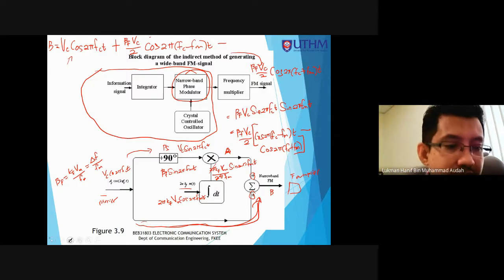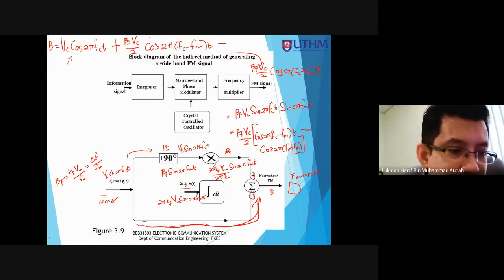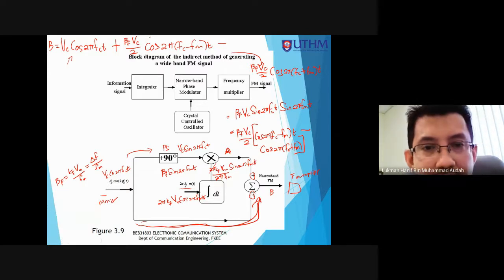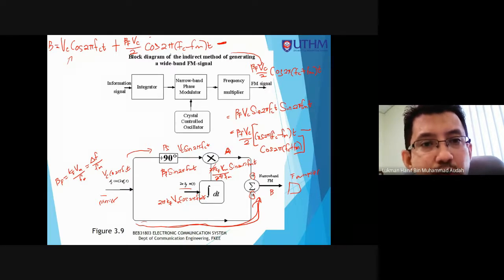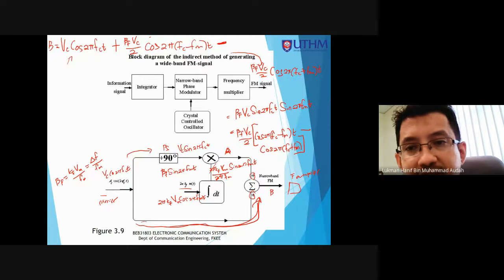Kalau kita lukis dia punya spectrum, what happen if we draw the spectrum? Ni saya padam sikit. Nampak kelas tadi dia persamaan atas ini bersambung. So this is ni persamaan atas tadi ni bersambung. So maknanya BC cos 2 pi FCT plus beta F BC over 2 cos 2 pi FC minus FMT. So this is the lower sideband minus. Sebab tadi minus di sini, so dia minus di sini. So beta F BC over 2 cos 2 pi FC plus FMT. So this is the upper sideband.